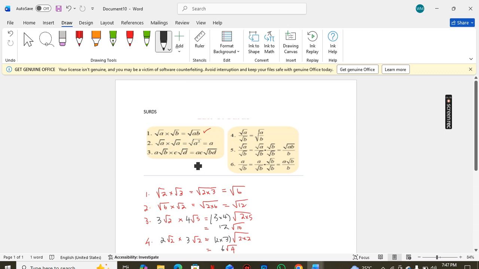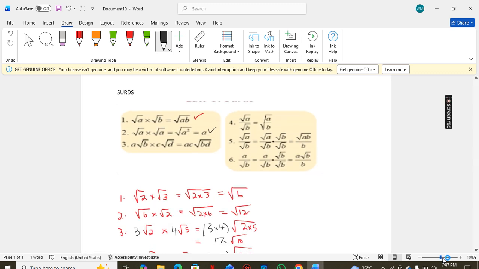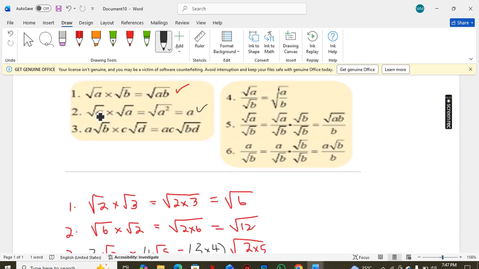Oh, I've already illustrated it, this one here. The second law here. Okay. Root of a multiplied by the root of a gives you a, since the square root of a squared is a. So just remember this, colleagues, alright? When you're multiplying the same surds, the answer is just the number which is in the surds. Okay.